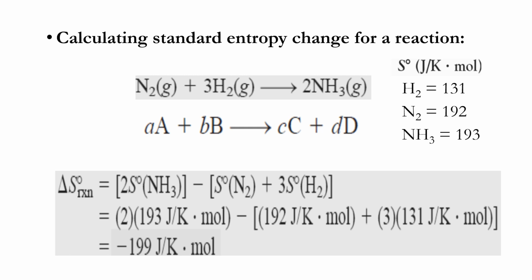You will get the answer. So for the product, we have 2 times 193 joule per Kelvin mole minus the sum of the two, 192 plus the product of 3 and 131. You will get the answer, a net entropy change of negative 199 joule per Kelvin mole. So the standard entropy change for this reaction is negative 199 joule per Kelvin mole.